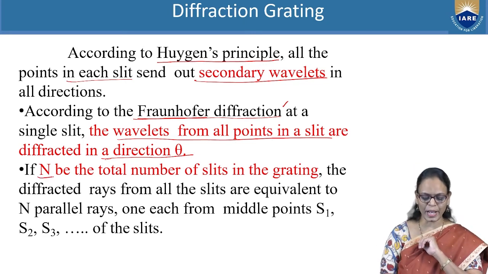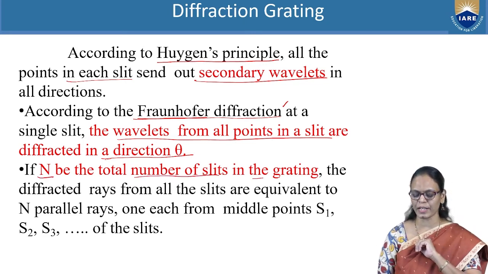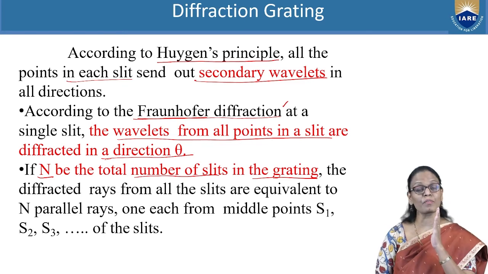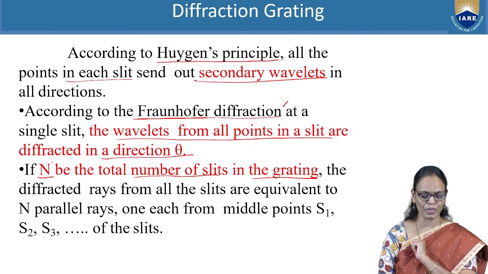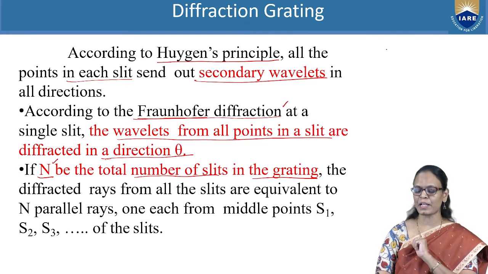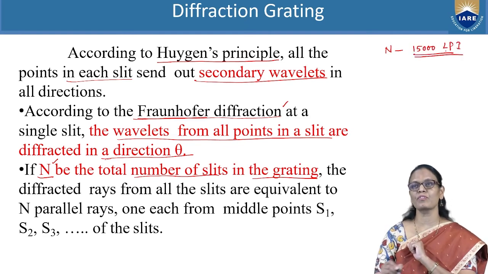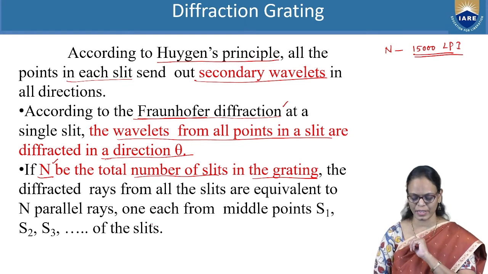Let capital N be the total number of slits in the grating. So we have understood how we are going to draw the lines on the grating, and the number of lines is capital N, which is almost around 15,000 lines per inch, as I told you. These are the number of lines we are going to draw on the grating.